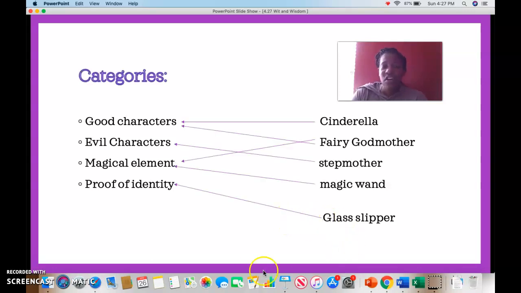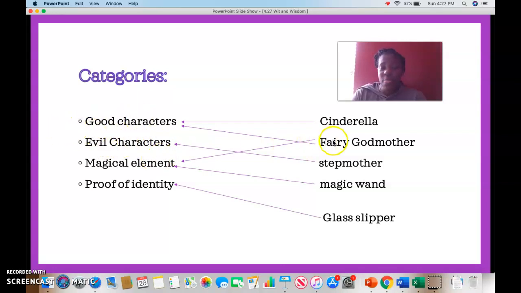Very good. So here, let's talk about it. If you matched Cinderella with good characters, kiss your brain. The fairy godmother is also a good character because she's very helpful to Cinderella in the Cinderella stories. So you didn't have to just match one character to one element. Some characters can go under more than one element. As far as our evil characters, we have that stepmother. She's doing mean and evil things, and she's our evil character.